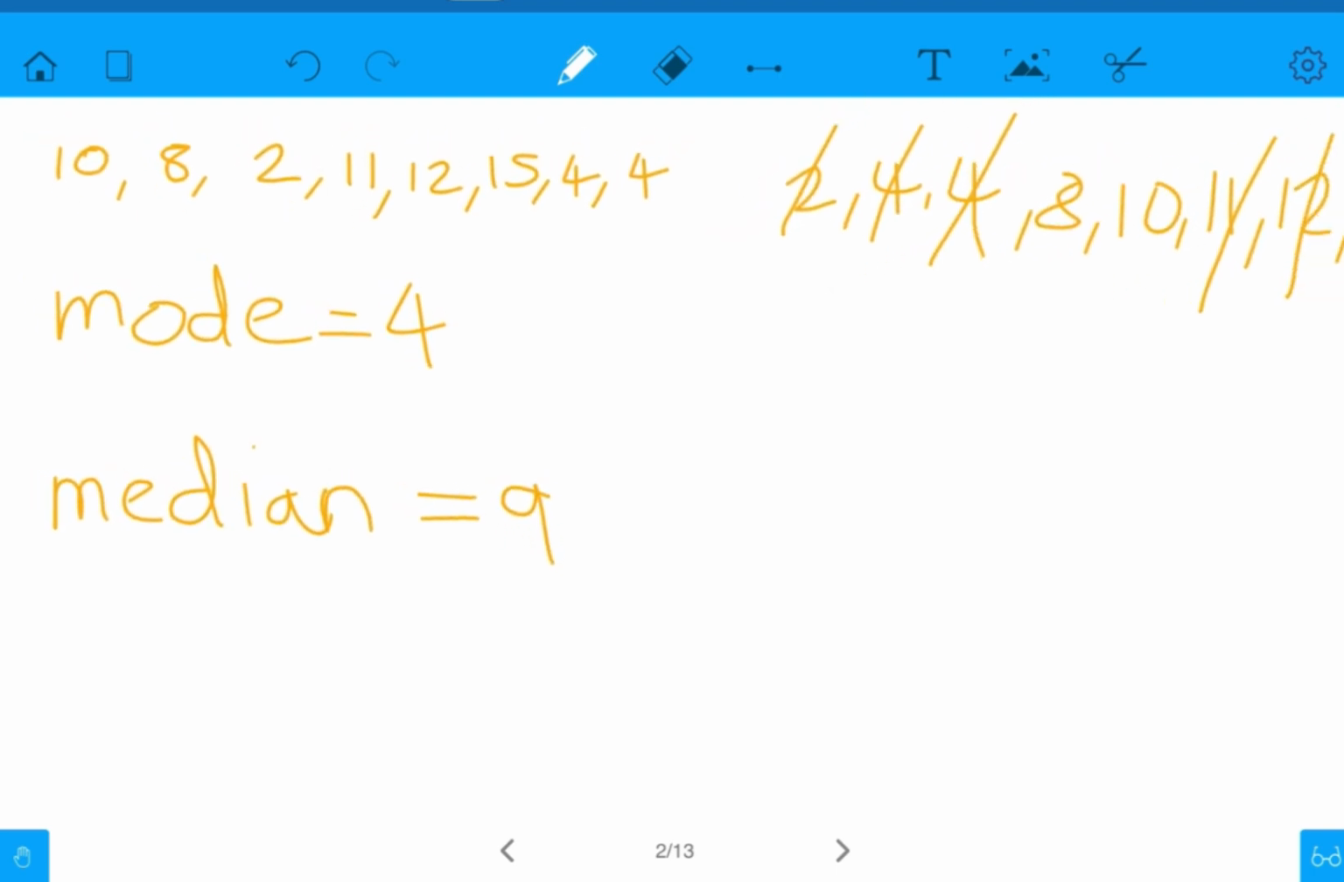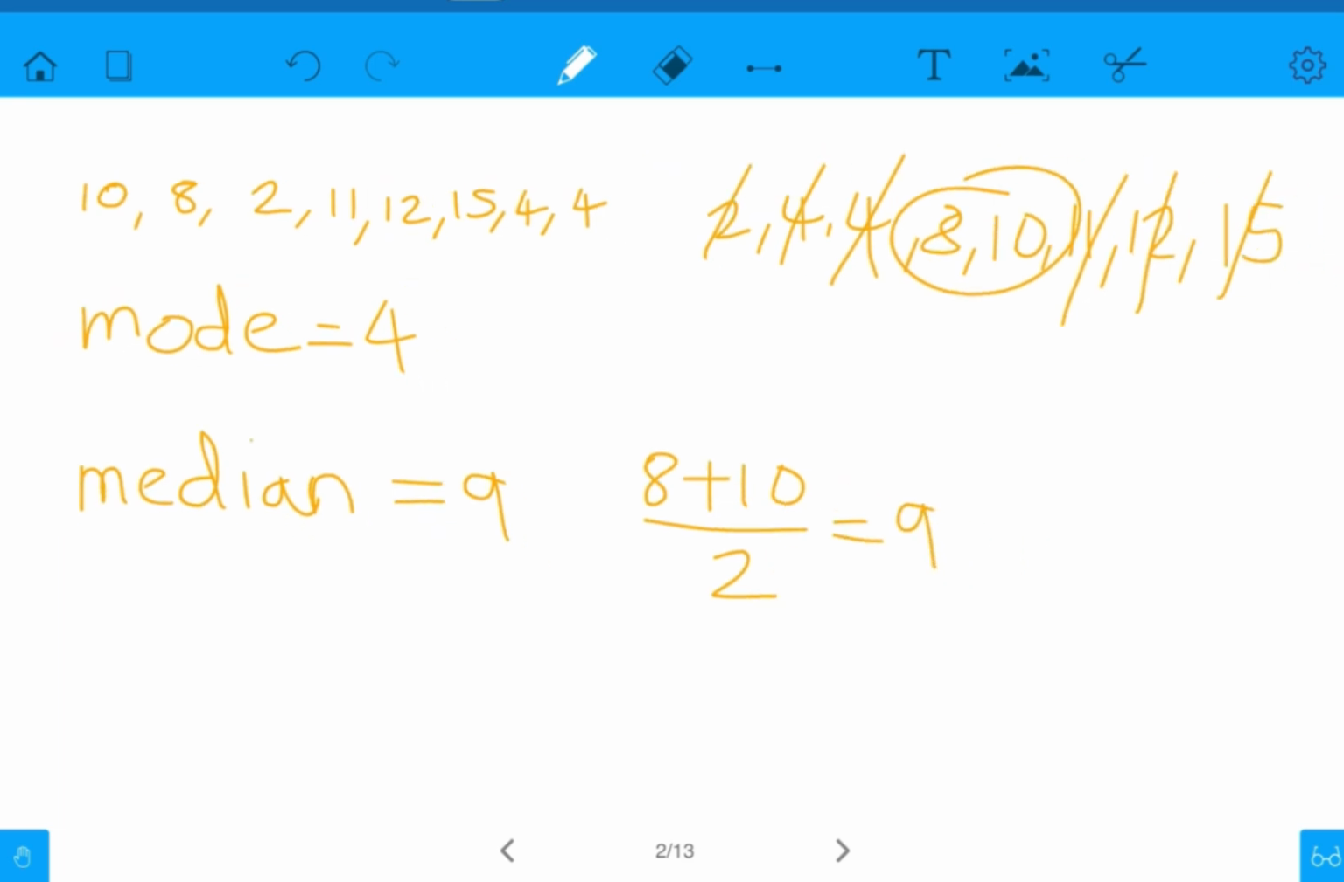And this is just the mean of 8 and 10, so this is what we would write down. And then the range is the largest number minus the smallest, so that would be 13.